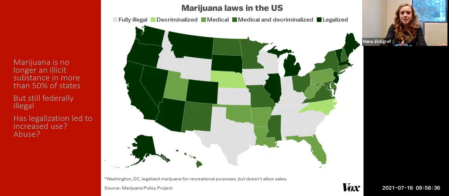So marijuana is kind of an interesting case study in this relationship between the availability of a substance and the prevalence of misuse of that substance. So now marijuana is legal in about 50% of the states. So we can kind of ask the question, has legalization led to increased marijuana use? And has that been associated with evidence of increased marijuana abuse in the form of cannabis use disorder?